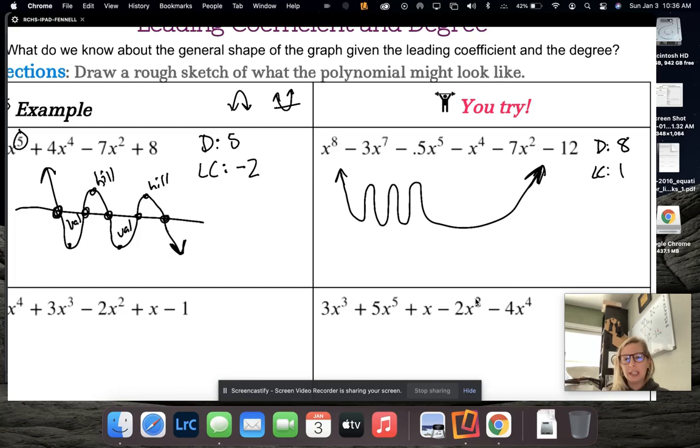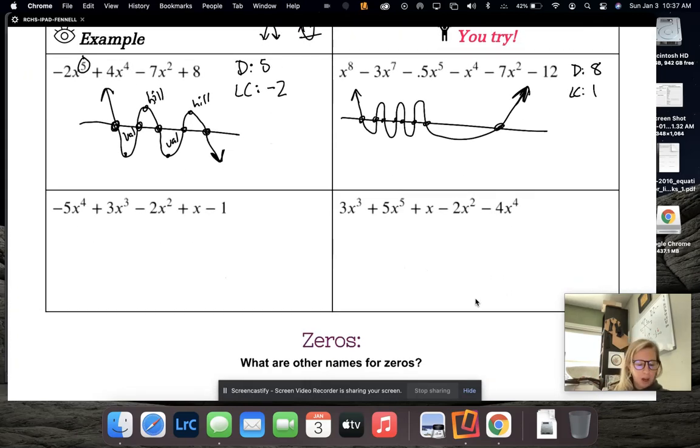Again, these could look completely different than what I'm drawing. I'm just giving a rough estimate. This would have 1, 2, 3, 4, 5, 6, 7, 8 possible real roots, if that's where the x-axis were. Again, arms up because we have a positive leading coefficient, arms together because we have an even degree. All right, let's try this one.